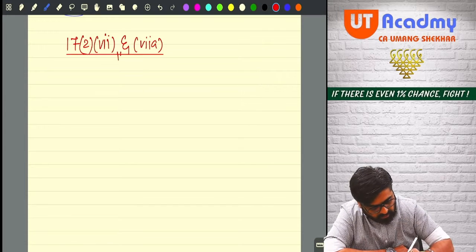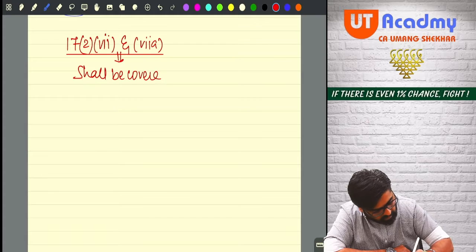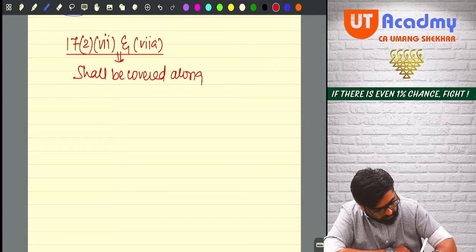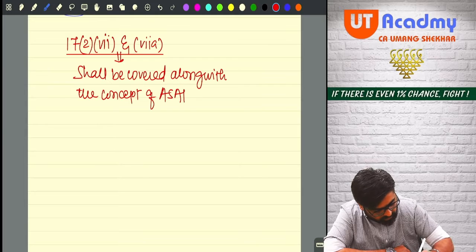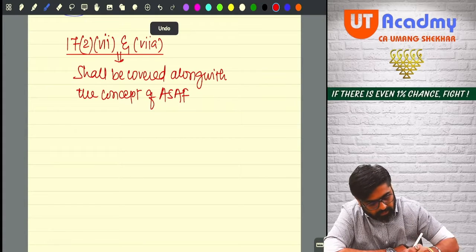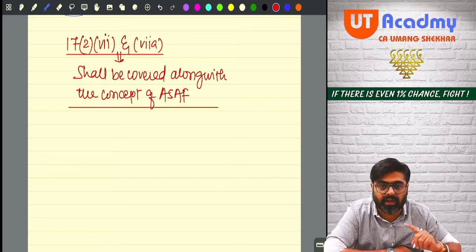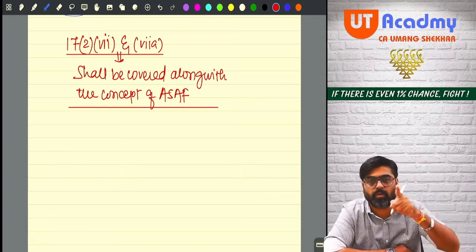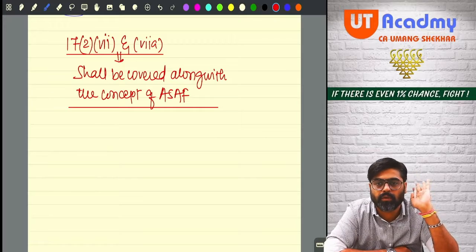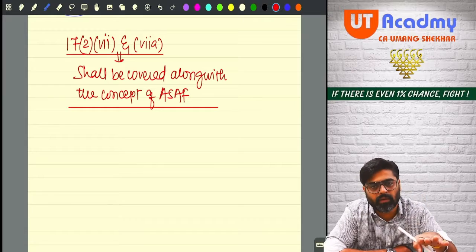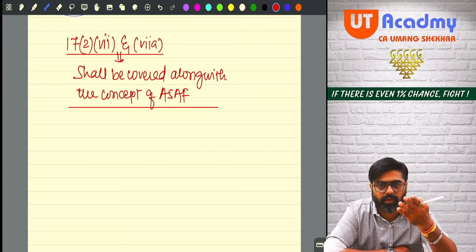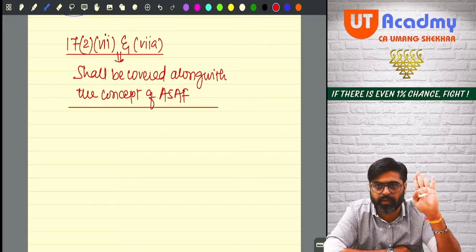Okay. Now there will be 17 subsection 2 clause 7 and clause 7A. These two benefits shall be covered along with the concept of approved superannuation fund. Later on, when I'm going to do provident fund concept, that time I will be discussing approved superannuation fund concept. Along with that ASAF concept, now I'm going to discuss these two perquisites. So right now we are keeping these perquisites in pending. In this chapter itself, in the end, we are going to discuss ASAF. With ASAF, we are going to discuss these 2 points. Don't worry about it.